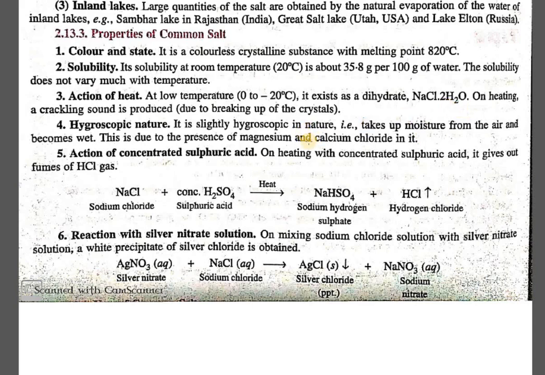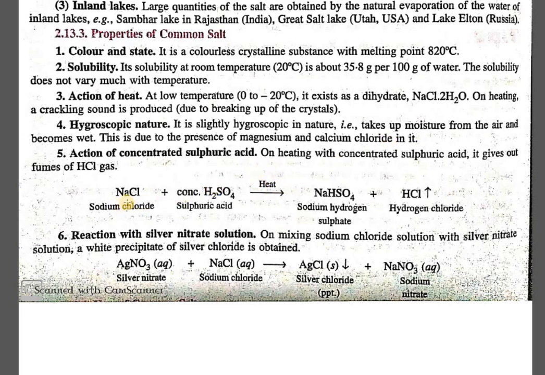Hygroscopic nature here means that if you leave the sodium chloride salt in the open atmosphere, it will take up the moisture from the atmosphere and will get wet, and that is why this property is called hygroscopic nature. And why is it so? It is due to the presence of magnesium and calcium chloride in it. Since sodium chloride is here not in the pure form, there will be some traces of magnesium and calcium chloride, because of which it will be hygroscopic in nature.